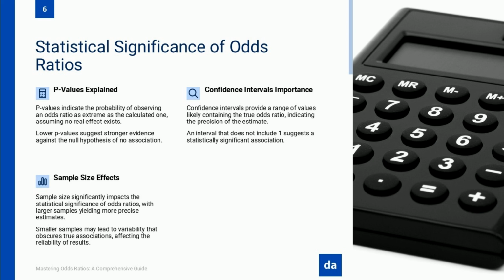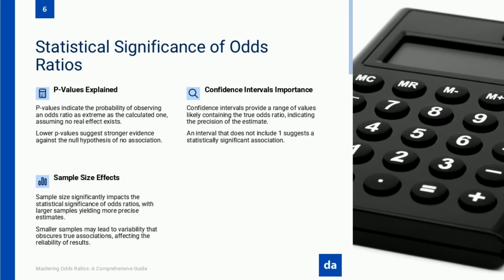The Wald test, in particular, is frequently used in logistic regression to determine the significance of odds ratios. This test capitalizes on a useful property of odds ratios. The natural logarithm of an odds ratio follows a normal distribution. This mathematical quirk allows us to apply standard statistical techniques to assess significance.